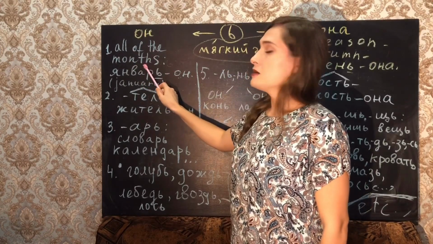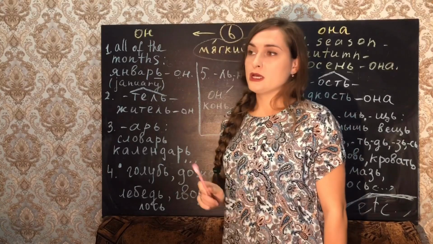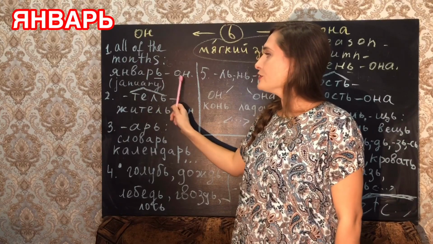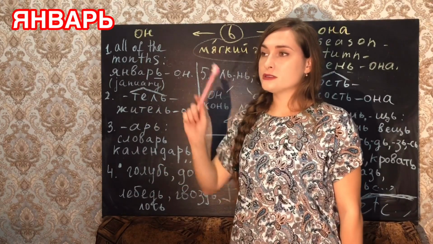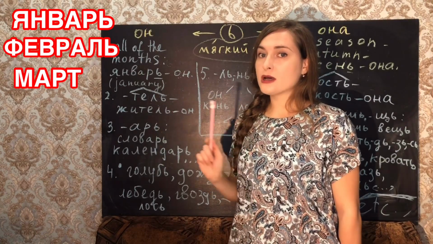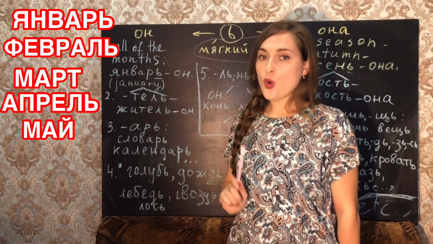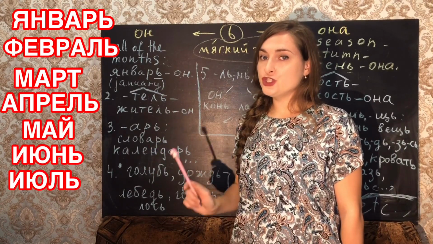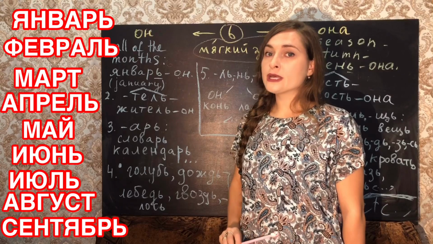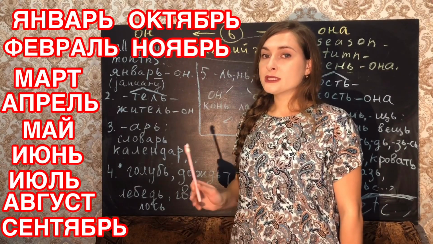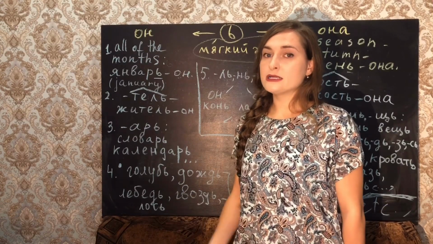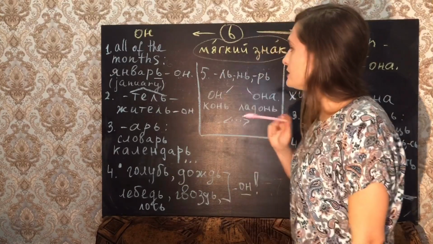All of the months are masculine. So, let's start from the first one. January, январь, он январь, он февраль, он март, он апрель, он май, он июнь, он июль, он август, он сентябрь, он октябрь, он ноябрь, он декабрь. All of these 12 months are in the masculine form.